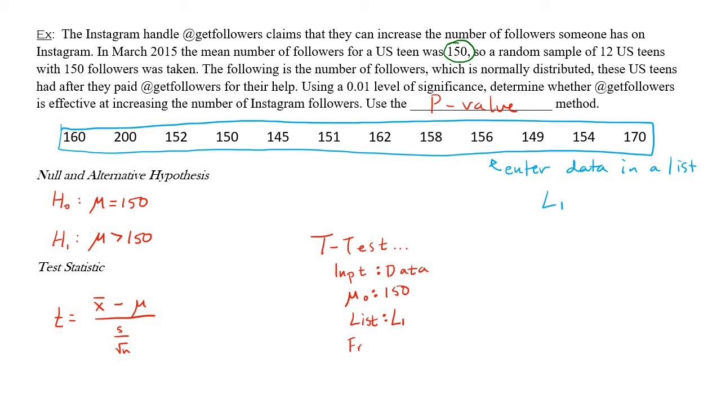Frequency, you can leave that 1. And then the form of the alternative hypothesis is using the greater than symbol. So we'll make sure we're using mu is greater than mu naught. And then from there, that'll compute both the test statistic and the p-value.